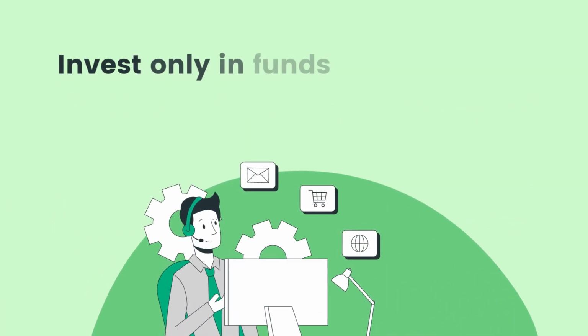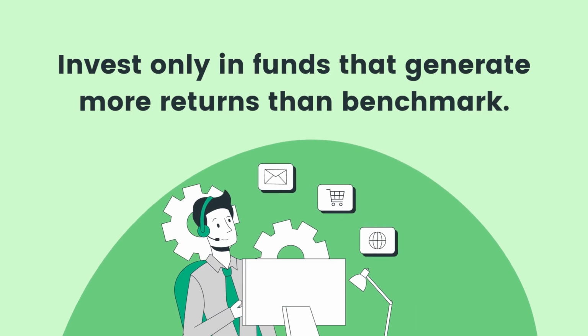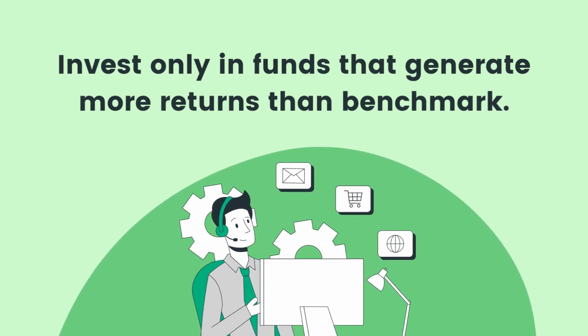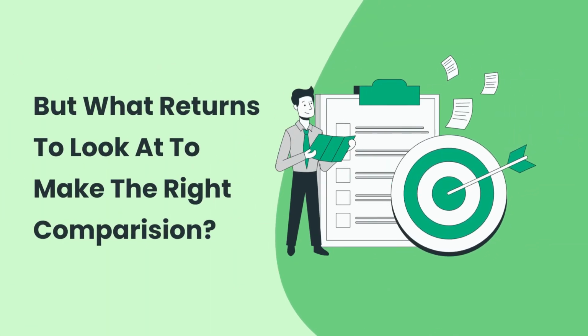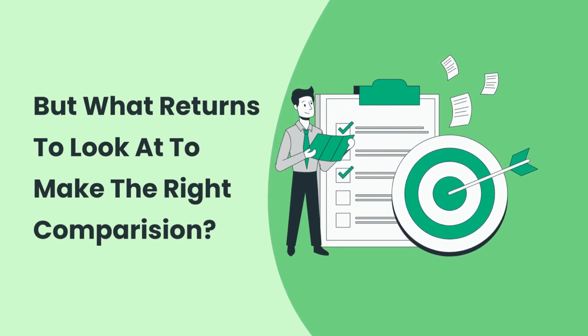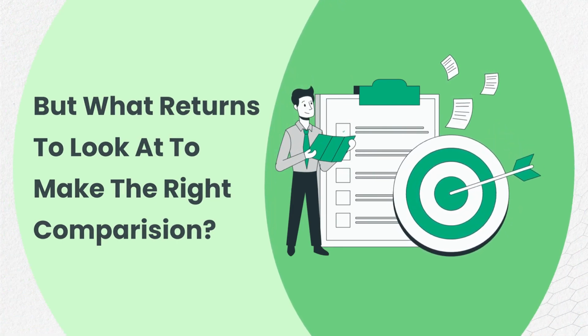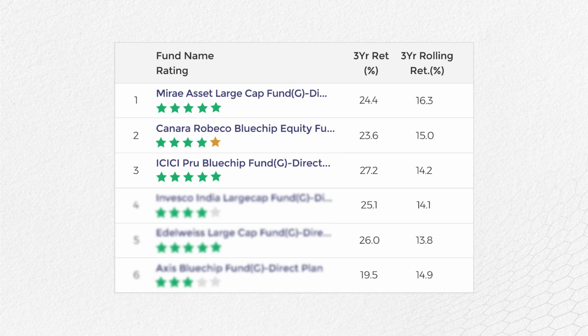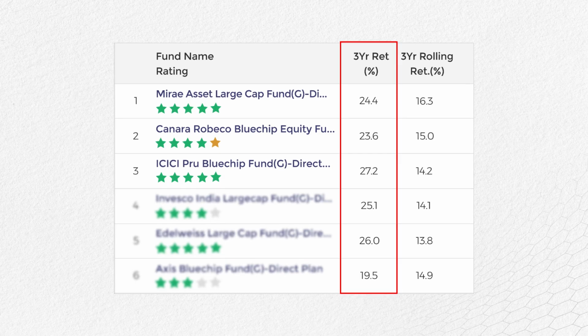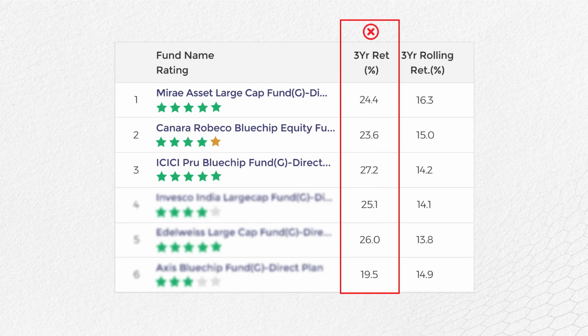Actively managed funds cost more than index funds, so it makes sense to invest only in those funds that generate more returns than their benchmark index. But what returns do you look at to make the right comparison? Examining past returns doesn't work because it has a fixed start and end period. For example, the 3 years past returns for funds are very high, simply because of the starting point where the market had sharply corrected due to COVID concerns.